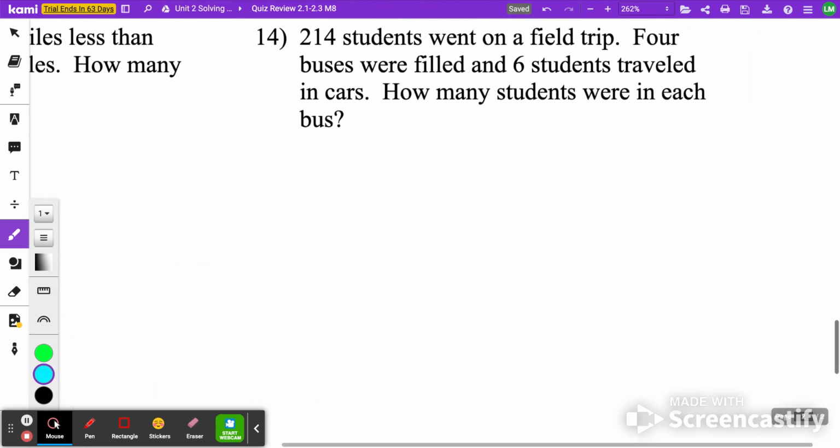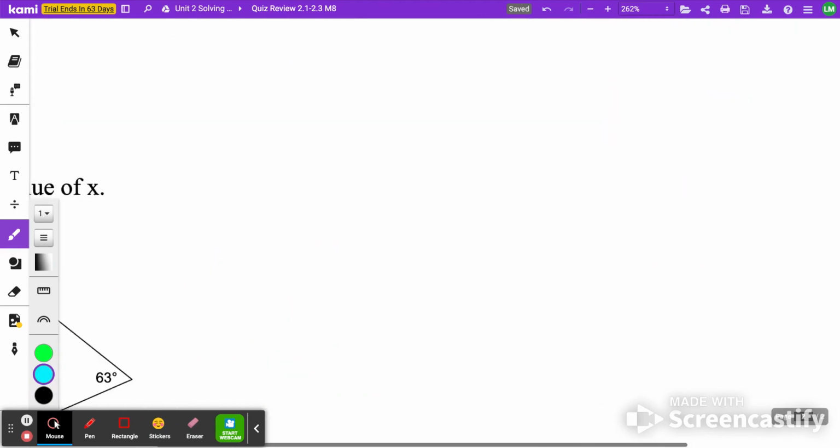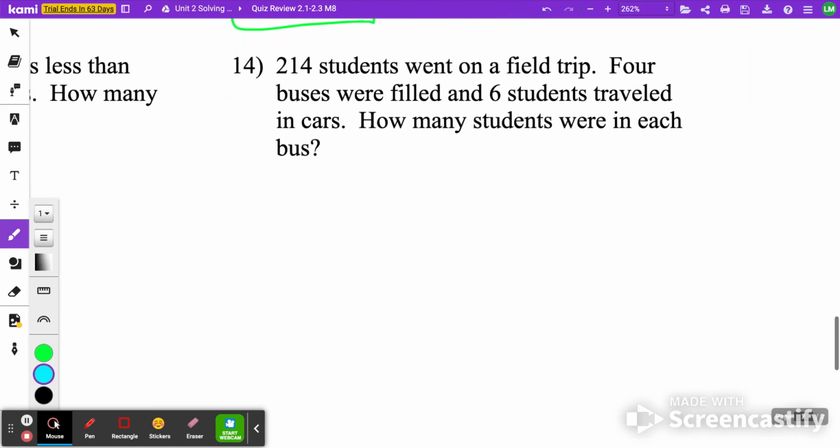All right, number 14, and then I think that is one more after that. So 14 and then we're done, or 15 and then we're done.